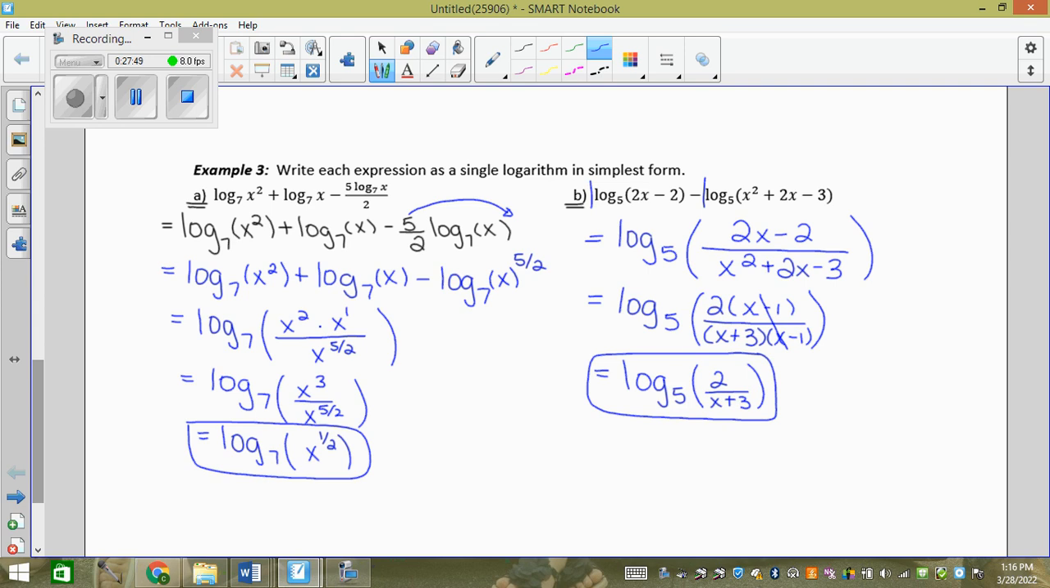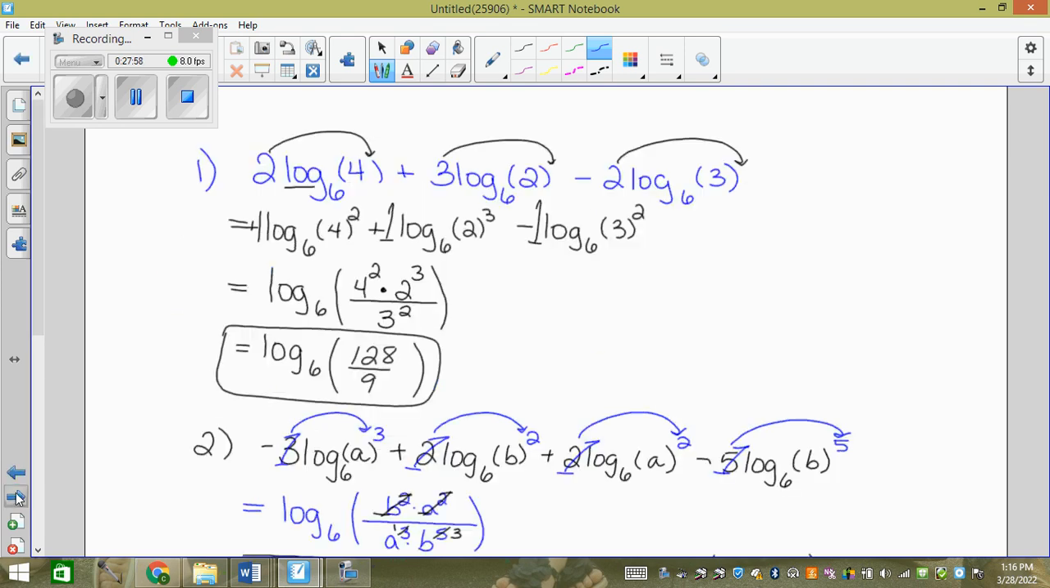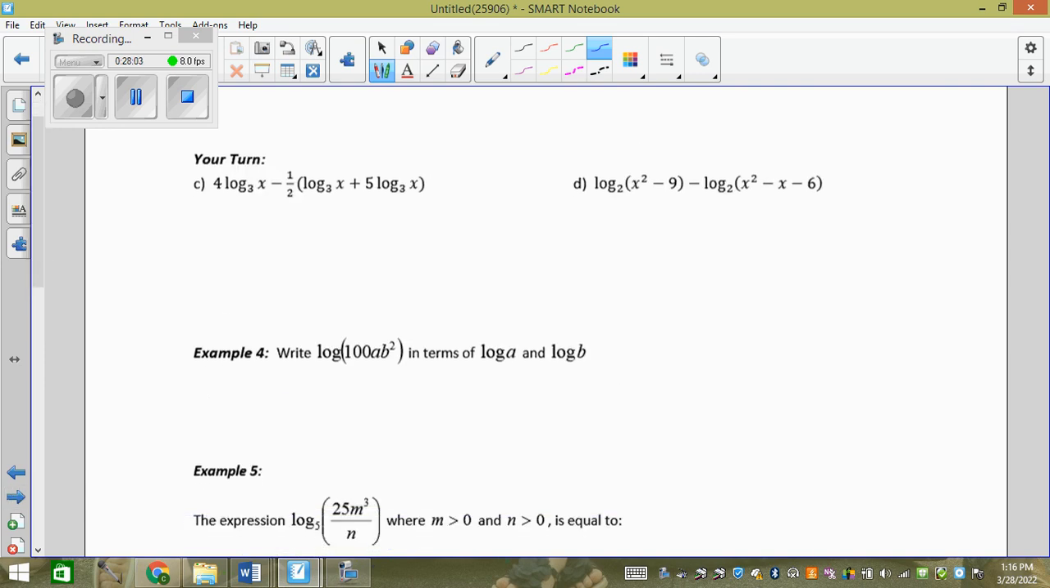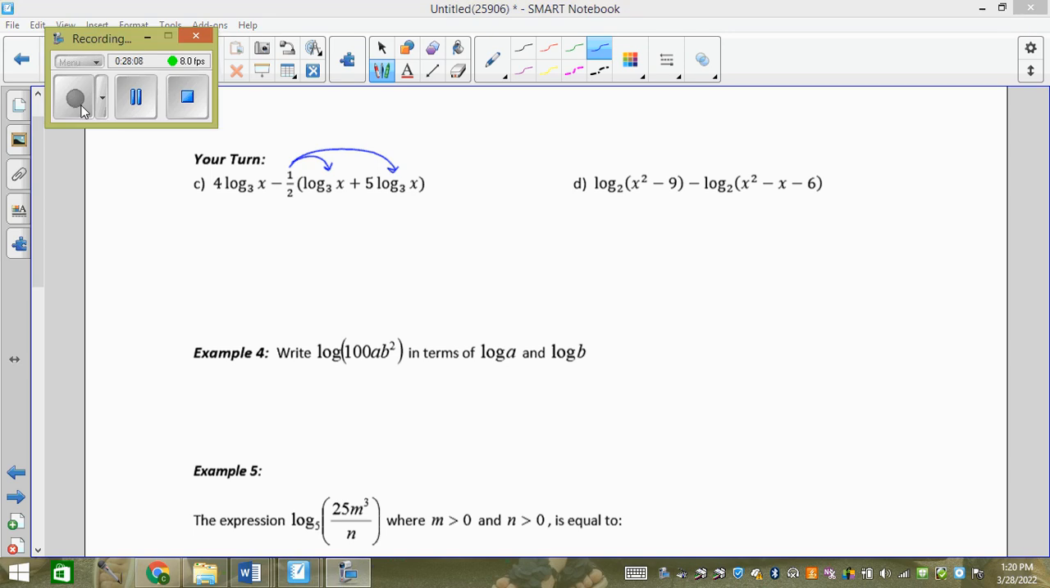There's a your turn on the back. Try it out. Remember, with C, you're going to have to distribute the -1/2 into both of your logs. So for this one, that -1/2 is going to have to go in first. Right? So this one, we're going to get equal to 4 log base 3 of x minus 1/2 log base 3 of x minus 5/2 log base 3 of x.